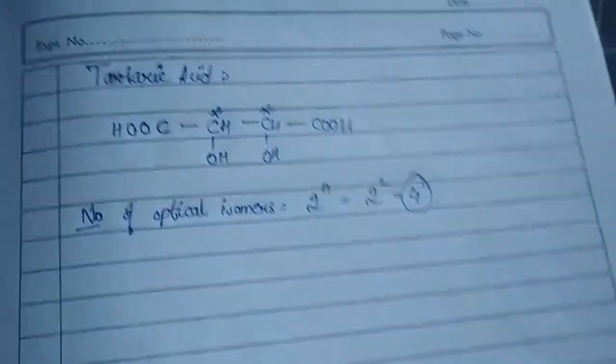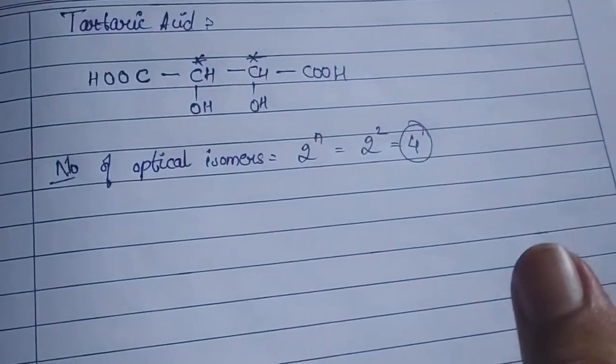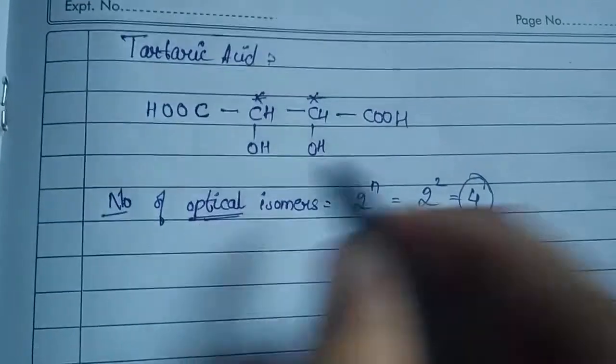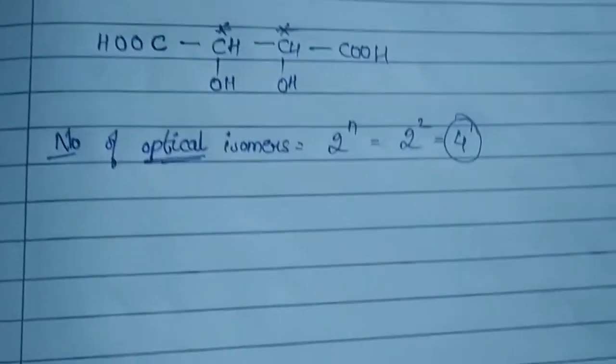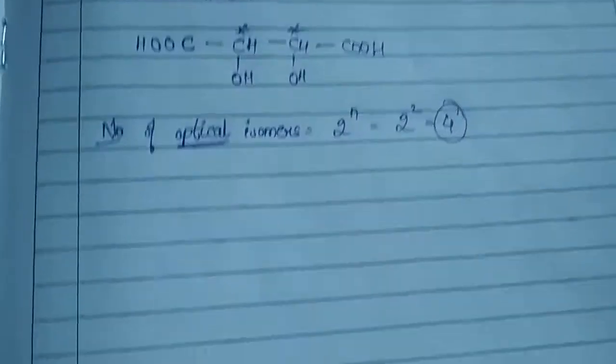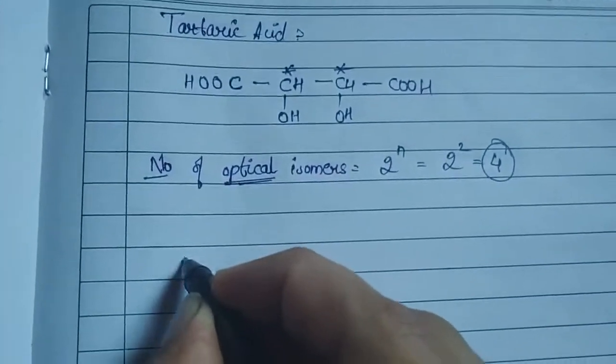Now the question arises: of the optical isomers I have written, whether all 4 isomers are optically active or not, let us see now. Okay, so now let us write it. How will I write the structure?